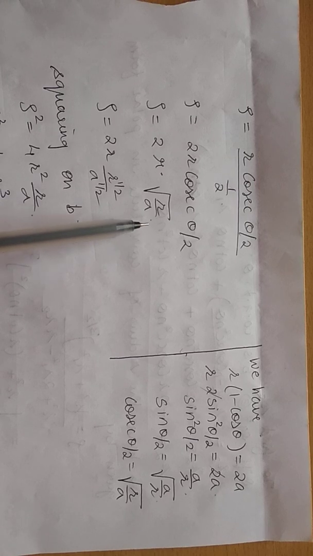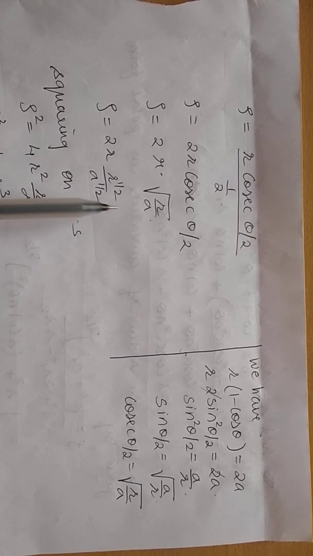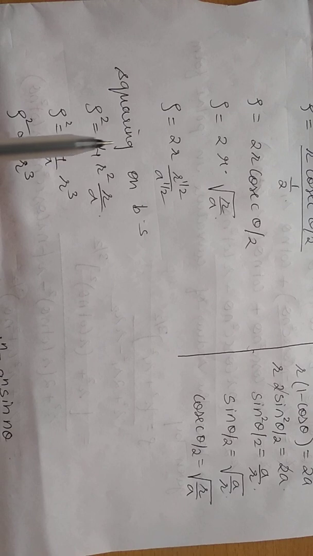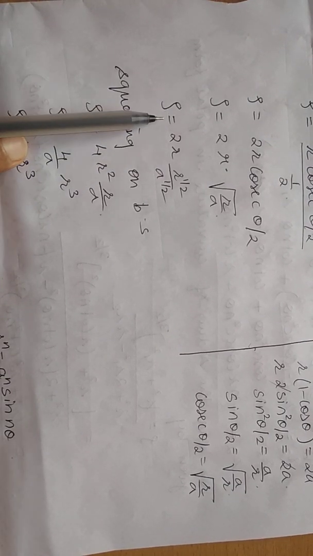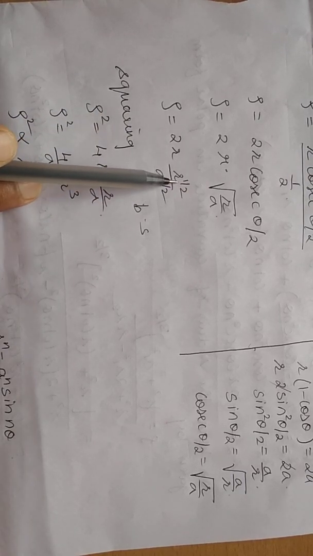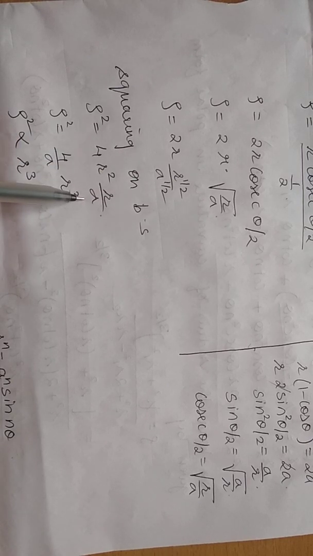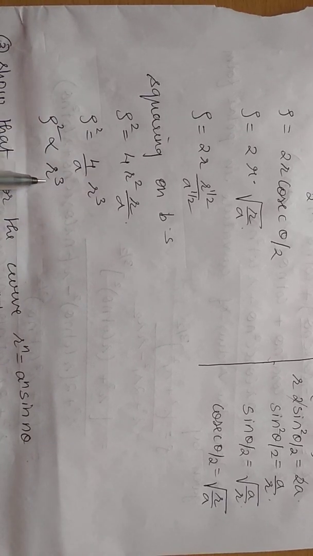So substituting here and simplifying, root of r by a, I will split it and get r raised to 1 by 2, a raised to 1 by 2. Here I have to square on both sides. When I am squaring, rho square equals 4 r square. When I square this, 2 will get cancelled. I am left with r divided by a. R square into r is r cube. Here 4a is acting as a constant, so it can be treated as a proportionality constant, and we can say rho square is directly proportional to r cube.